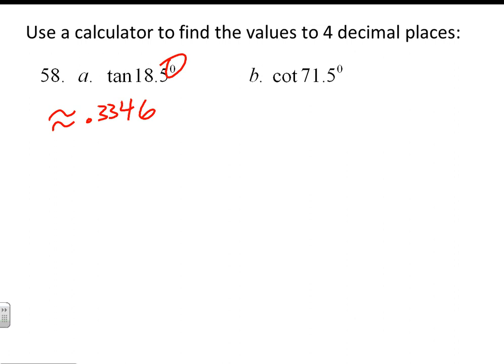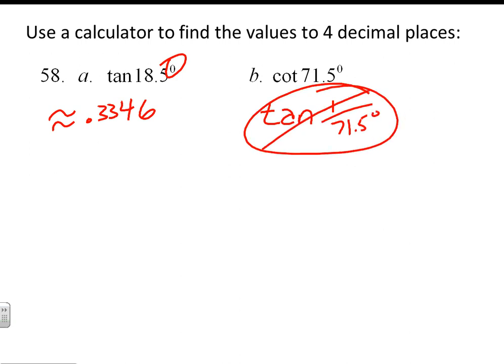And then cotangent. There's a couple ways you could miss this. One, you could have the degree symbol, or you could be working in radians. Two, we recognize our calculator doesn't have a cotangent button, but cotangent is the reciprocal of tangent. And I will see people try this. They'll say, oh, then that means this should be tangent of reciprocal, set in degrees. That will not work. It's not the reciprocal of the degrees. Cotangent is the reciprocal of tangent. So I want 1 divided by tangent of 71.5 degrees.